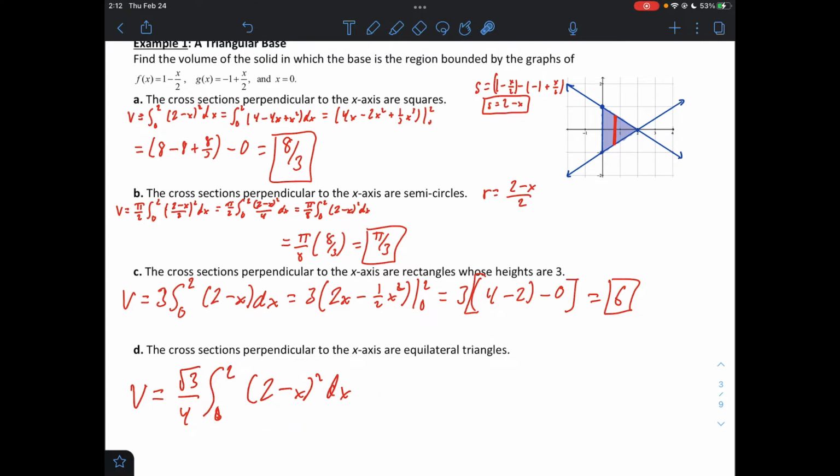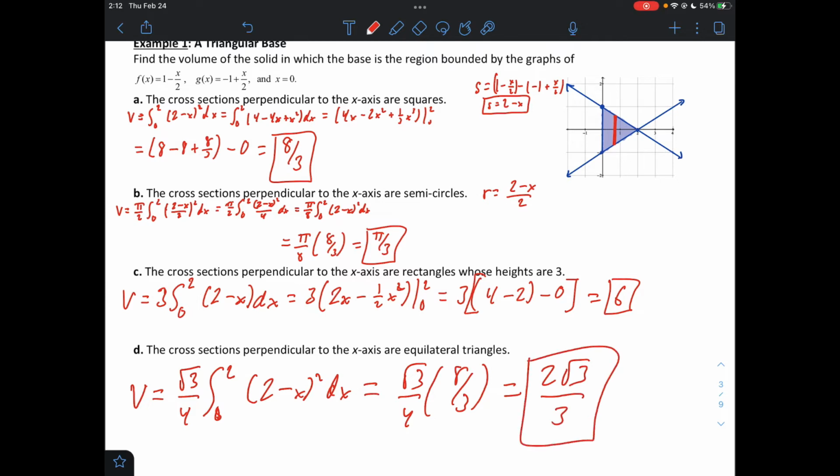We already know that answer. It's 8/3. So it's root 3 over 4 times 8/3. Simplifying that, we get 2 root 3 over 3.